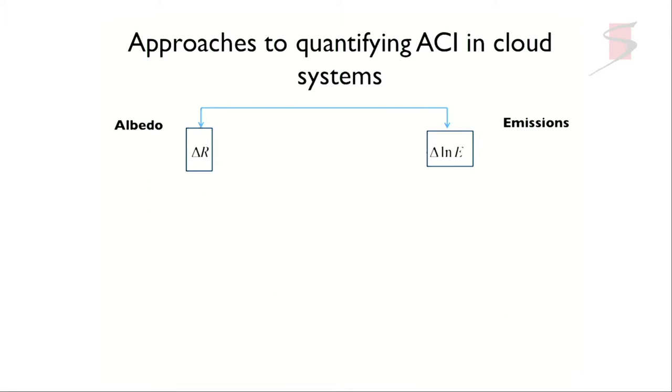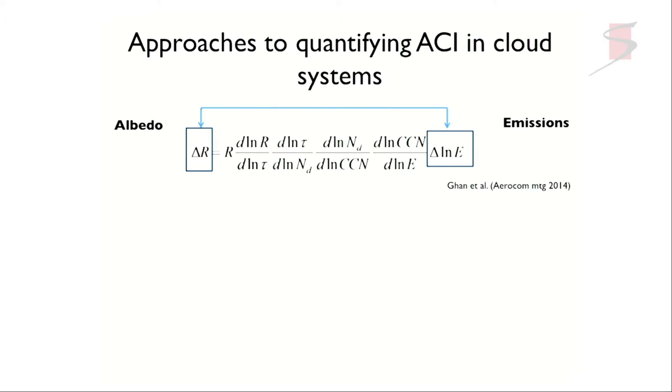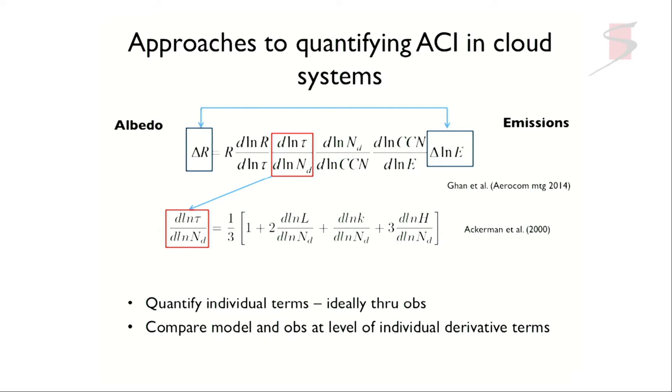Let's give an example. This sounds a little esoteric. We're interested, for example, in relating something like the albedo or reflectance to a change in emissions. This comes from Steve Ghan's presentation that he gave last year, but was shown yesterday by Rob Wood. So, of course, we could break this down into the various component terms, and Rob went through that yesterday. So let's focus for a second on the optical depth response to the drop concentration. We can expand that further and break that down into a Twomey term and then this change in liquid water with drop number.